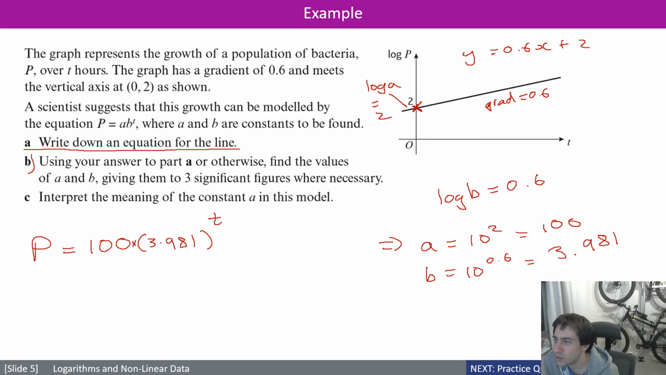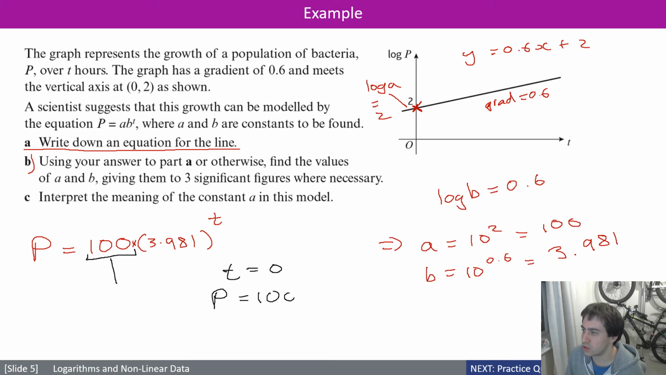Final question. Interpret the meaning of the constant a in this model. What is the significance of that number? What does 100 mean? In this case, hopefully we get it. At time 0, P is equal to 100 times 3.981 to the 0, which is 1. So it's equal to 100.